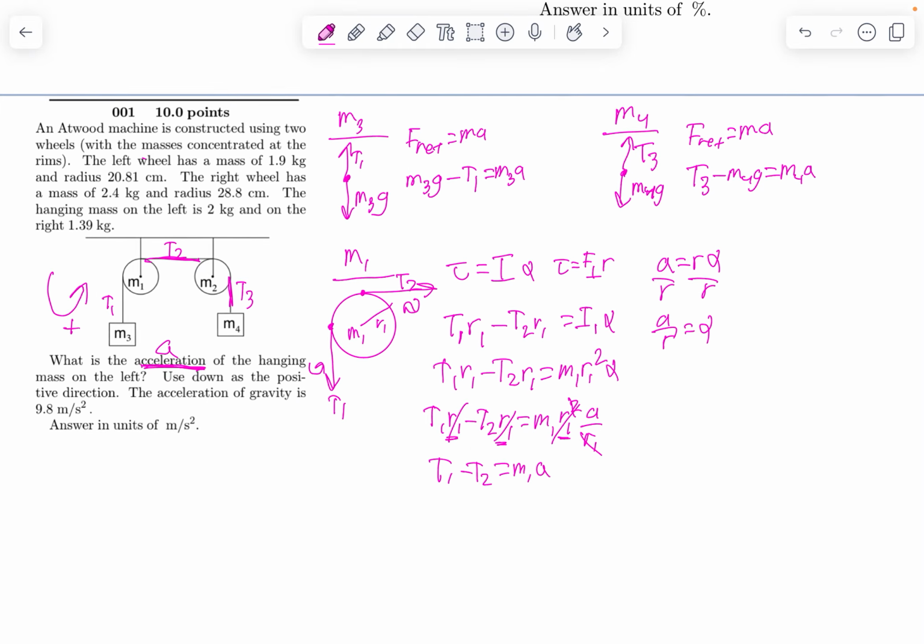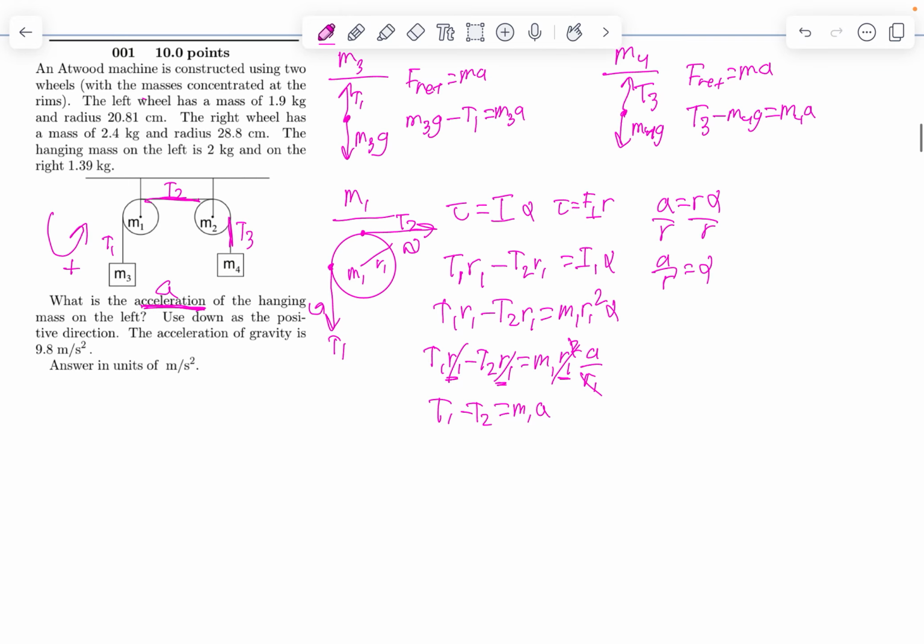And then you can do something very similar for the other pulley. So that's M2. M2 looks like this. There's T2 going this way, there's T3 going that way, and it has mass of M2, and that radius is R2. So then the net torque: T2 makes it go in the positive direction, T3 will make it go that way, so that's negative. So T2 R2 minus T3 R2 is equal to I2 alpha.